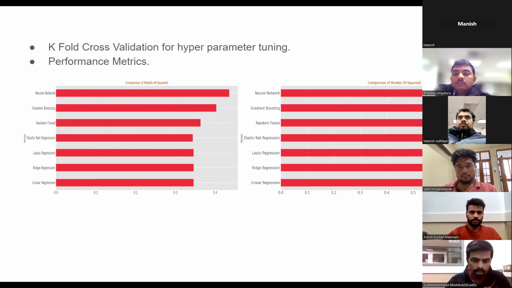In the left plot, we can see that the neural network is acting as a good model for total solids, and the right one is for SS. For SS, gradient boosting is acting as a good model. We also know that a neural network is a combination of different linear regression models, and it is used to find complex patterns.